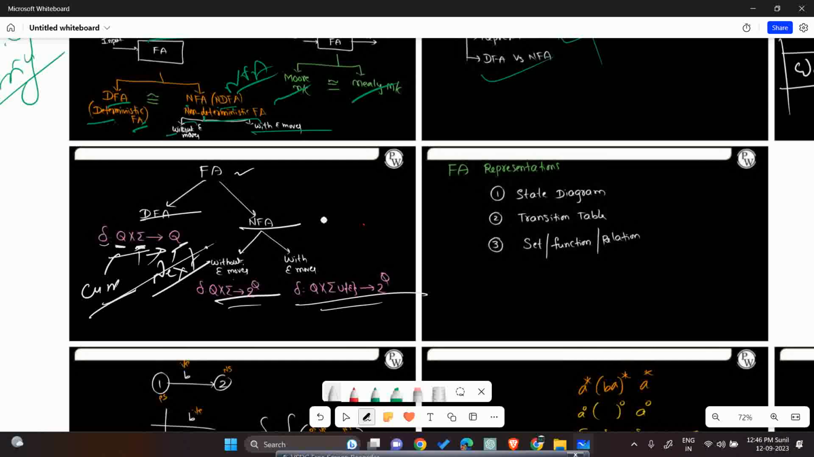So let's see how we can represent the finite automata. We can use a state diagram, or second, a transition table, or a third way of representing it, with sets, functions and relations.